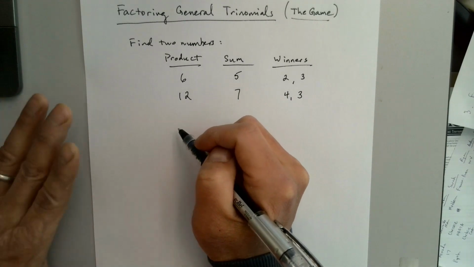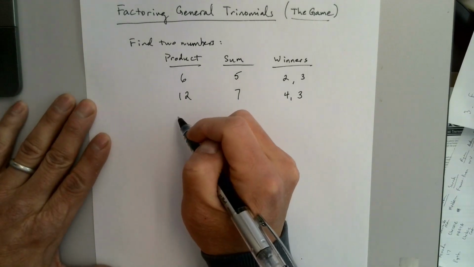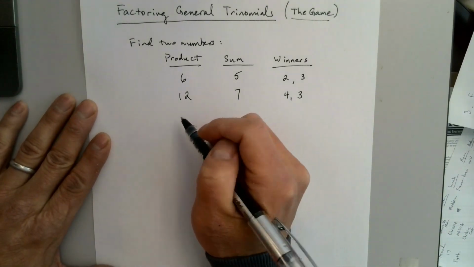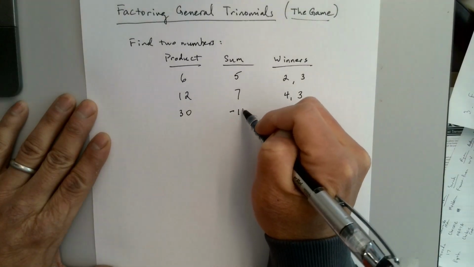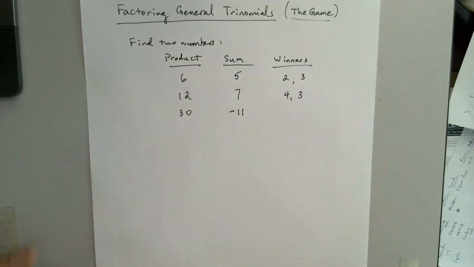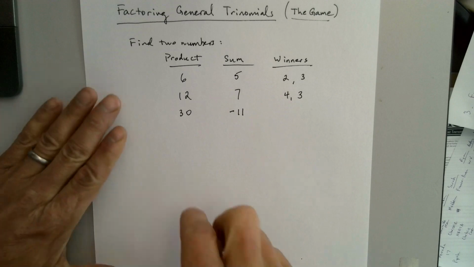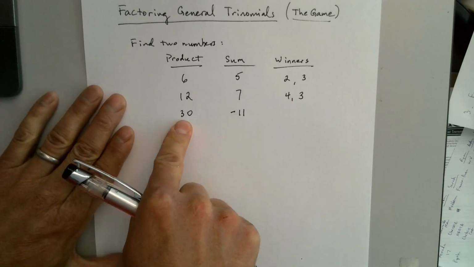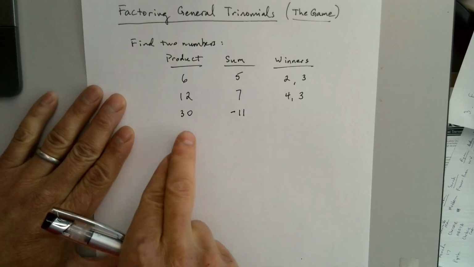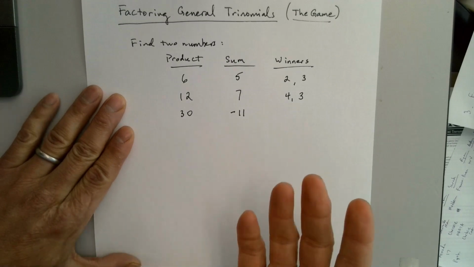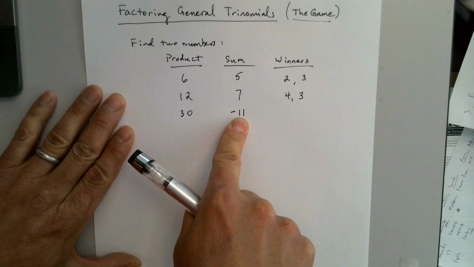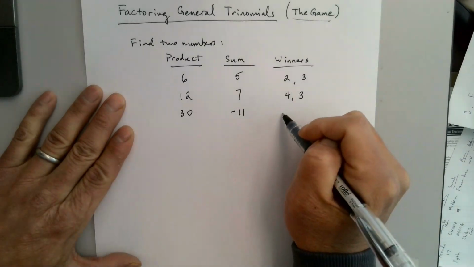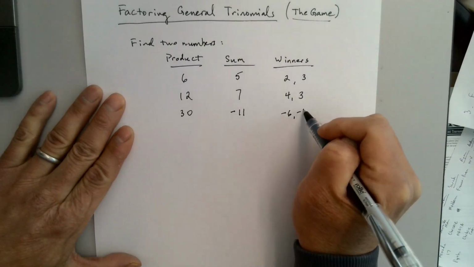And now I'm going to make it a little bit more complicated. So how about a product of 30 and a sum of -11? So this is possible because if a product is positive, the two factors of that product could both be negative. They don't both have to be positive. And if they're both negative, that means their sum will also be negative. So here the winners are -6 and -5.